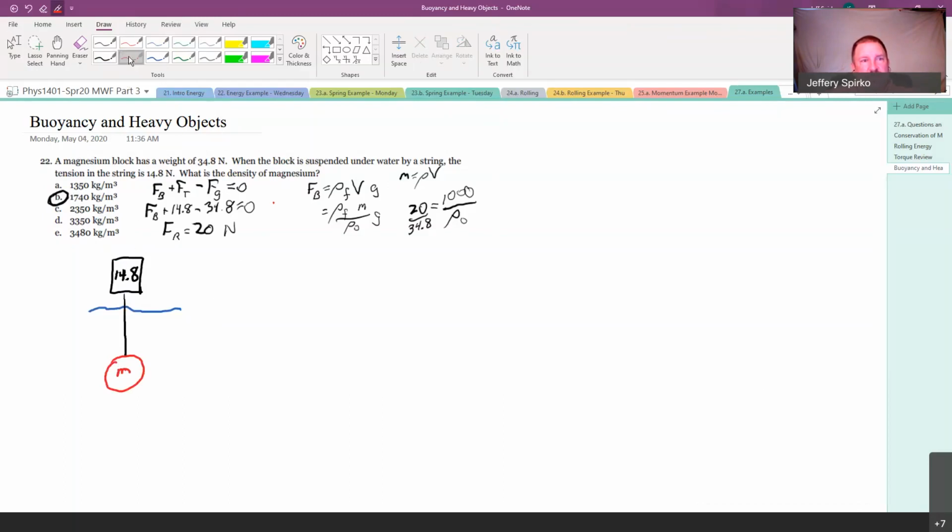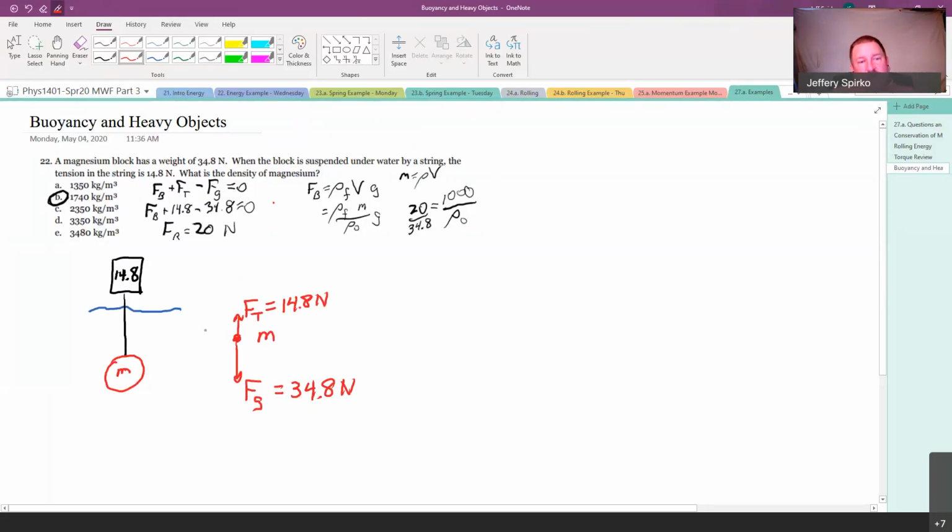So the first thing we need to realize is, what does the force diagram for our mass look like? There's our mass. We have a force of gravity, and we're told that this thing has a weight of 34.8 newtons. We know that this thing has an upward force of tension equal to 14.8 newtons, because this mass is touching the string, and that's what the string does. It pulls with a force of tension.